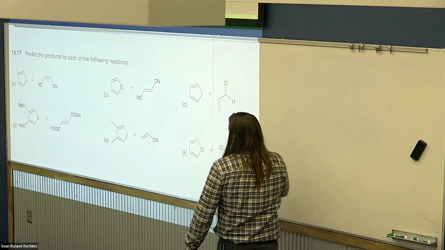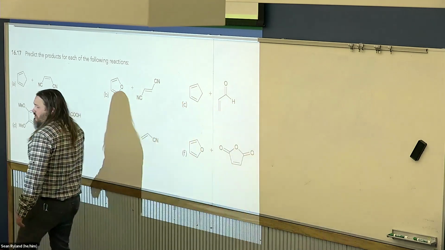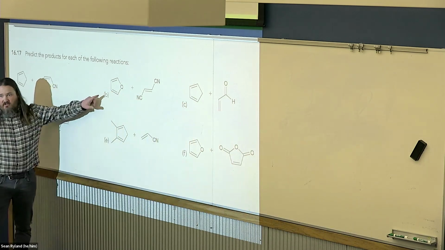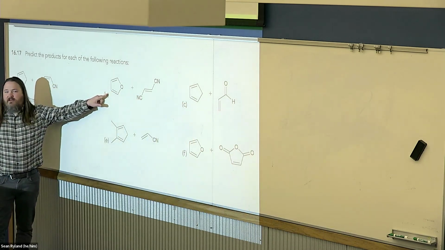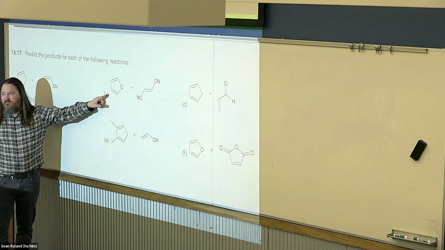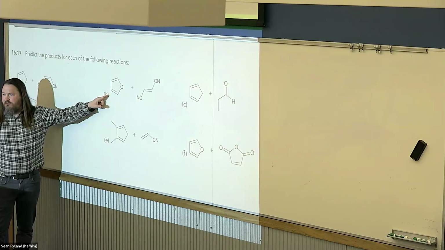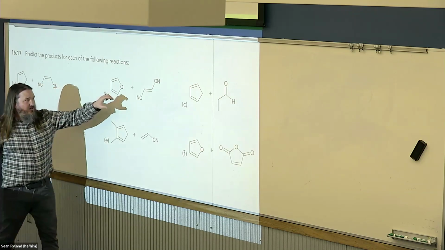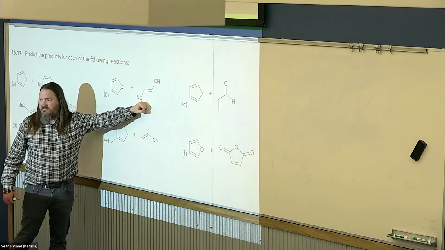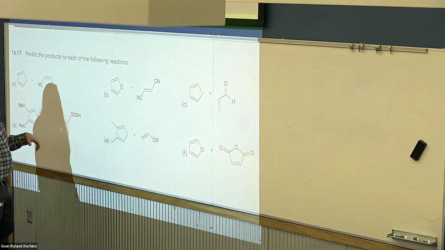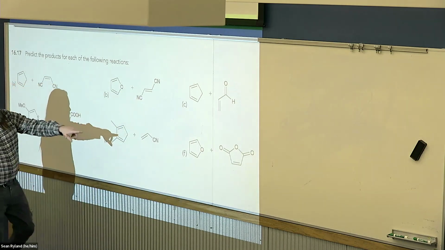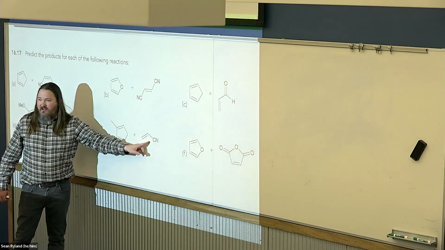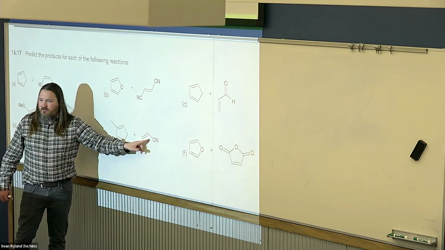So if it's trans, does it matter? You're going to get one endo and one exo regardless, right? So you still might wind up with two enantiomers, but you're not going to get a major product that's both endo or both exo. So we don't need to worry about it as much as long as your dienophile is trans. When your dienophile is cis, or when you only have one thing attached to your dienophile, you need to go to the endo product.